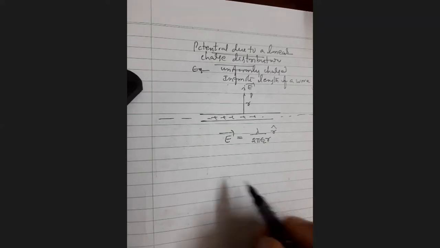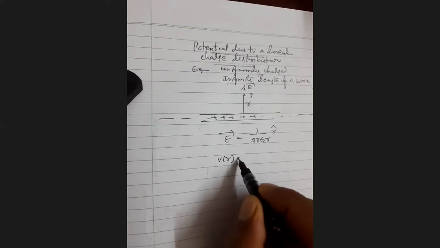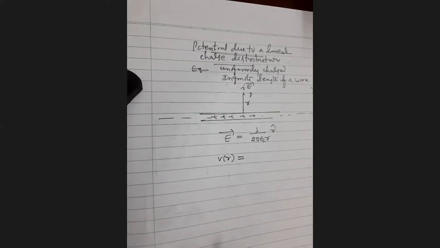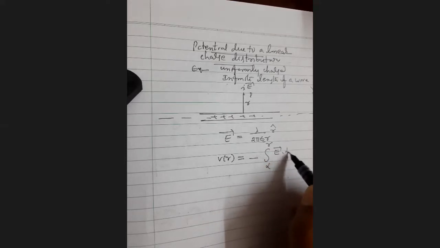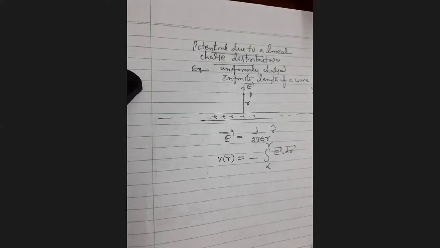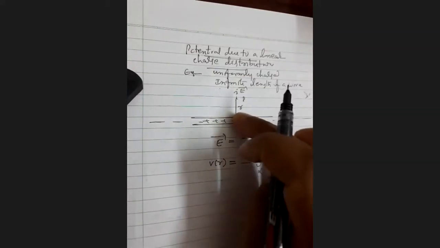Now using this expression, we can calculate the potential at that point: V of R equals minus integral infinity to R of E bar dot dr bar. This is the relation between the field strength and potential in integral form. That equals minus integral infinity to R of E dr. Why are we writing E dr? Here the E bar direction and the small displacement dr bar direction are the same. E bar dot dr bar equals E dr cos 0, so you get E into dr.